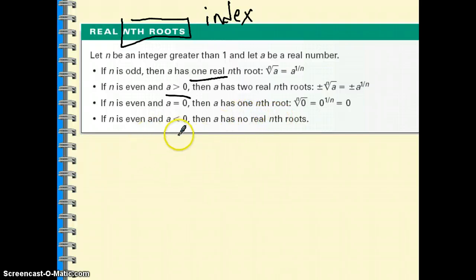If n is even and a is negative, then there are no real nth roots. You already know this from what we studied last chapter, when we talked about the square root of -4. We can evaluate that and say it's 2i, but when we deal with real numbers, that's not a real number, that's an imaginary number. So we say there are no real roots when our radicand is negative.